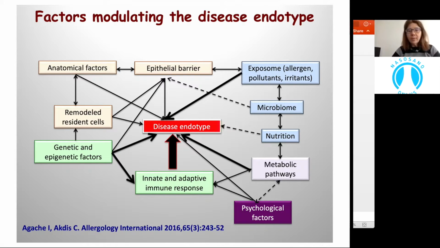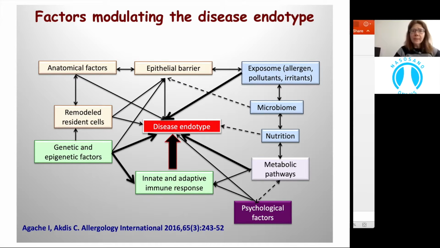On top of it, you have modulation by genetic and epigenetic factors, and also what is outside. For example, the exposome, the microbiome, and the nutrition. Also, the anatomical factor, the dysfunction of the epithelial barrier, and also the intervention of the remodeled resident cells like the airway smooth muscle modulate the endotype. Last but not least, metabolic pathways, for example, association with obesity or aspirin sensitivity, they also modulate the endotype. And last but not least, psychological factors.